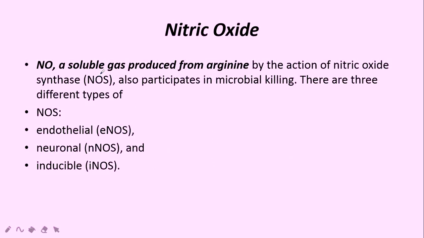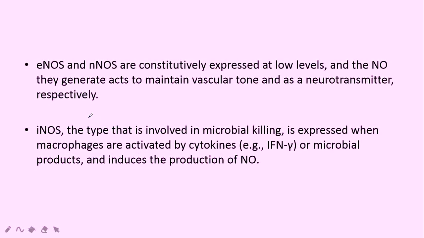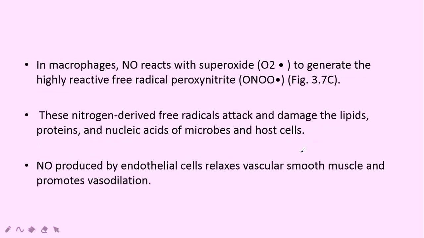Nitric oxide is a soluble gas produced from arginine. It is of three types: endothelial (eNOS), neuronal, and inducible. Now among these, the inducible NOS is involved in microbial killing. It is expressed when the macrophages are activated by cytokines, interferon gamma, or microbial products. Nitric oxide reacts with superoxide anion, and in this way it generates the free radical peroxynitrite, which attacks and damages lipids, proteins, and nucleic acid of microbes.